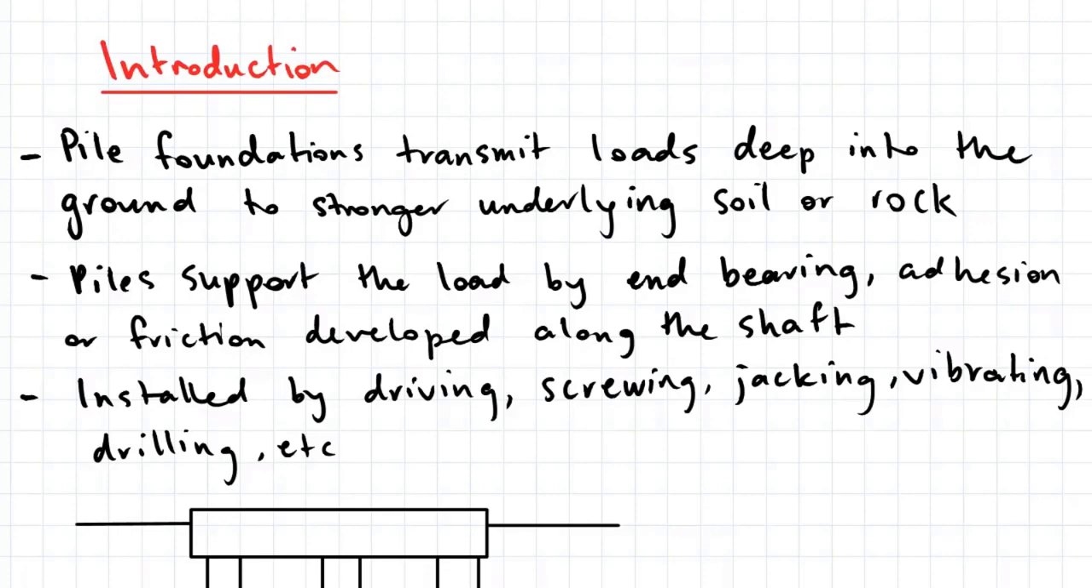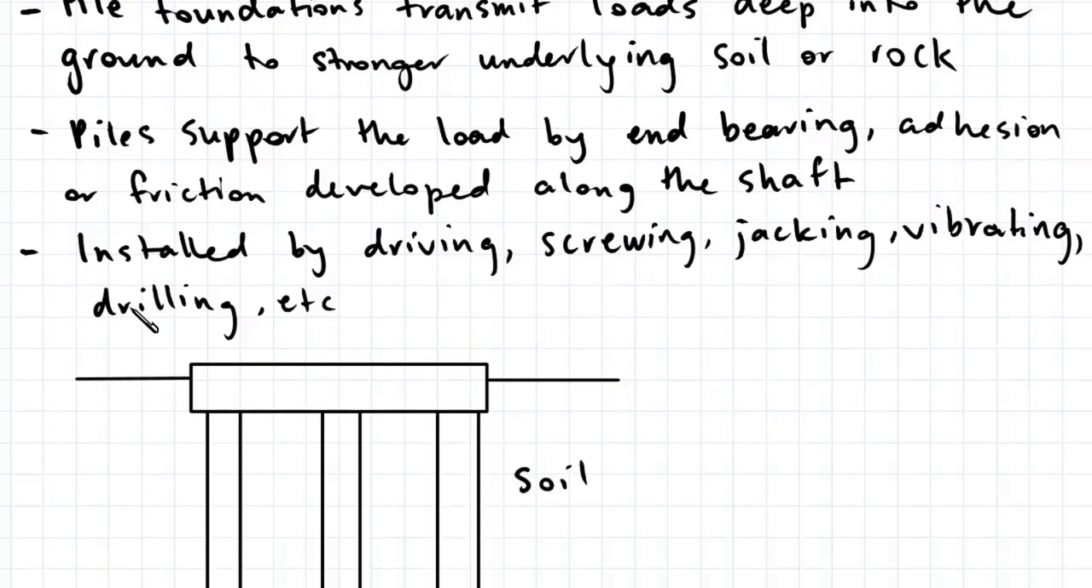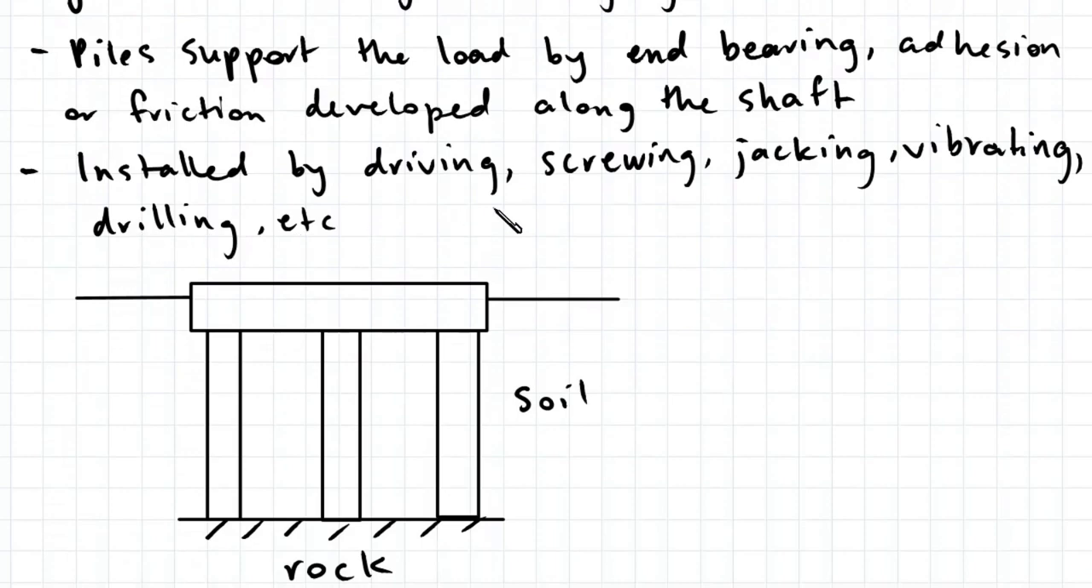Piles generally extend to a depth greater than 3 meters below the surface, and a pile can be installed by driving, screwing, jacking, vibrating, drilling, or other methods. A number of piles may be installed in close proximity to each other, usually having a common cap to form a pile group, and you can see that in this diagram here.